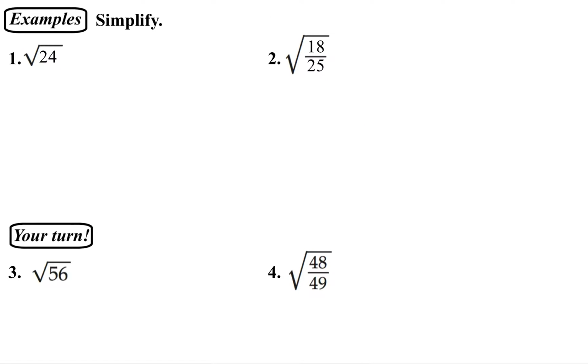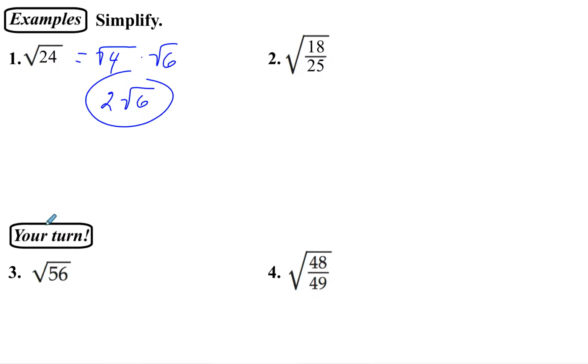So let's jump in and look at some examples of how we are going to simplify some square roots. Using that property we just discussed, we could write the square root of 24 as the square root of 4 times the square root of 6. We know the square root of 4 is 2, and the square root of 6 does not simplify, so this one will simply be 2 times the square root of 6.